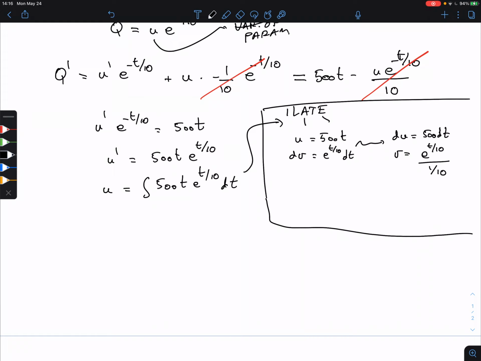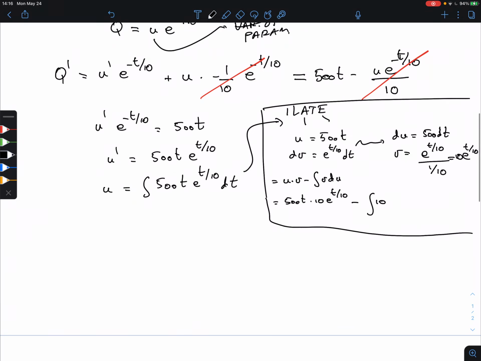It's not the power rule, it's the compensation rule. I've said this now many times. So we know that the integral is now equal to u times v minus the integral of v du. So u is 500t times v, which actually becomes 10 e to the t over 10, minus the integral of v, which is 10 e to the t over 10, times du, which is 500 dt.